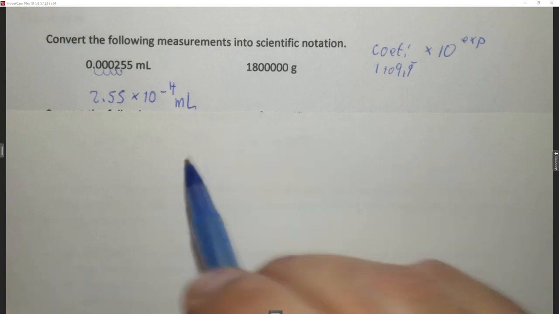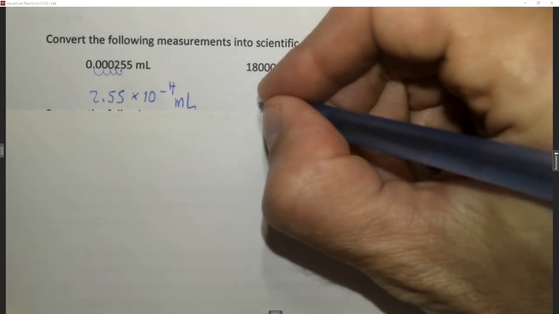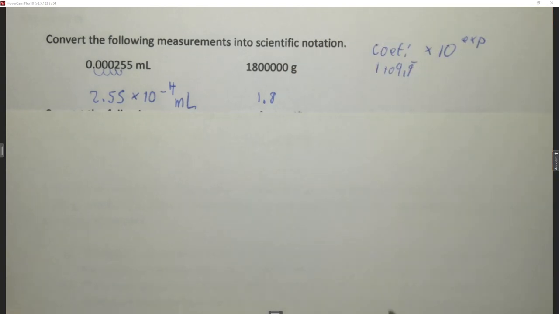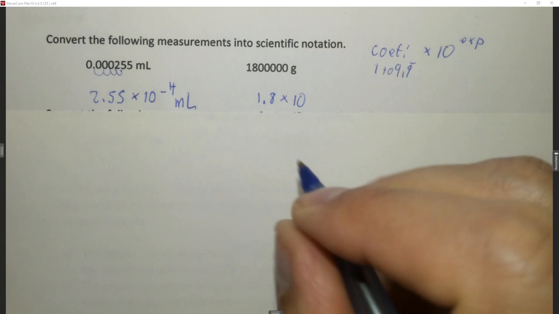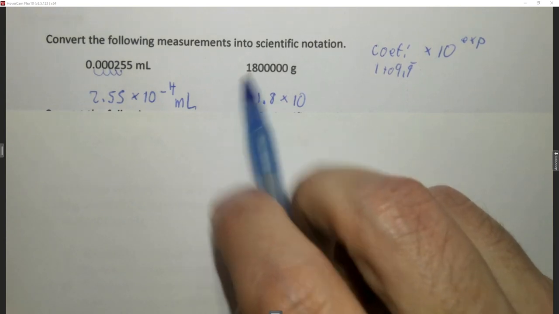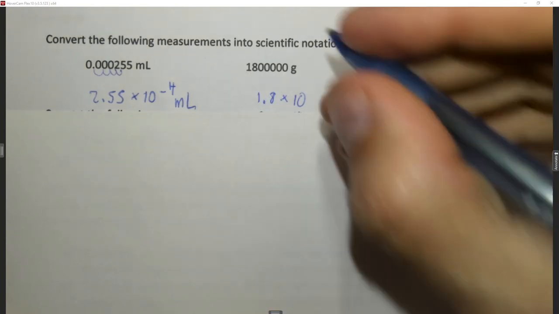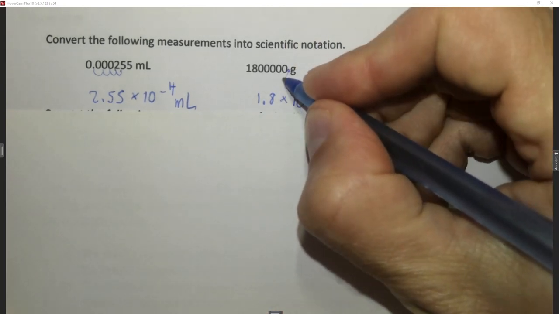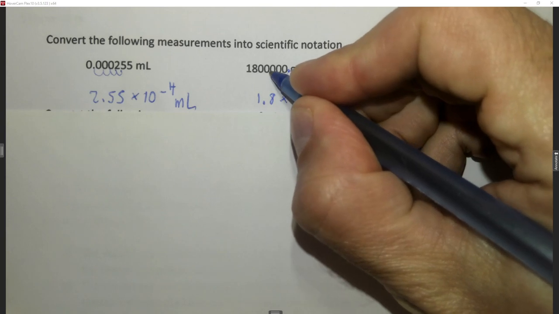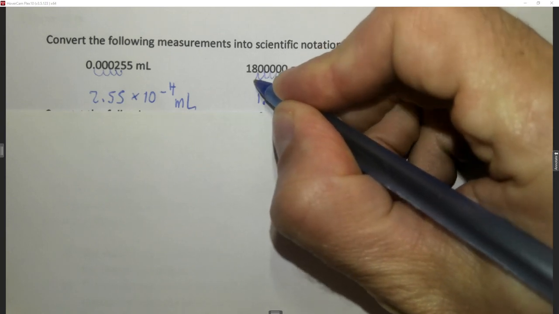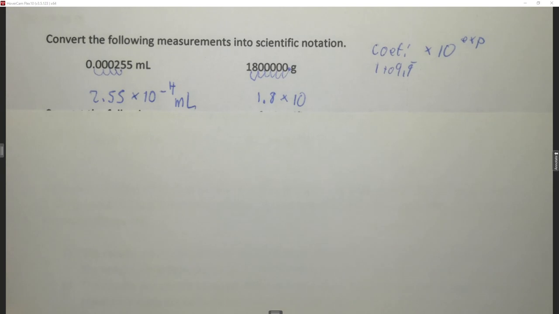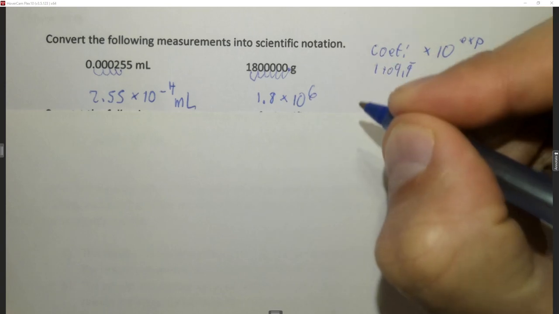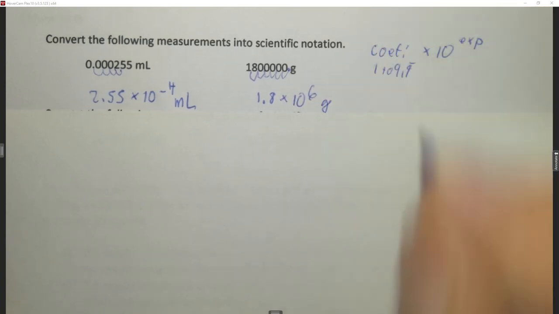So the first thing we need to do is determine the coefficient. So in this case, our coefficient is going to be 1.8. Now, we need to figure out how many times we need to move the decimal place in order to make this into 1.8. Well, this number doesn't have a decimal place, so how do we find that out? Well, the decimal place for a number that doesn't have one is at the end. So now we have to move it 1, 2, 3, 4, 5, 6 times in order to get that. And in this case, it's going to be positive 6 because this number is much greater than 1. So 1.8 times 10 to the 6 grams.